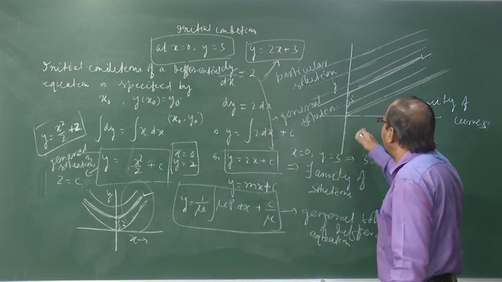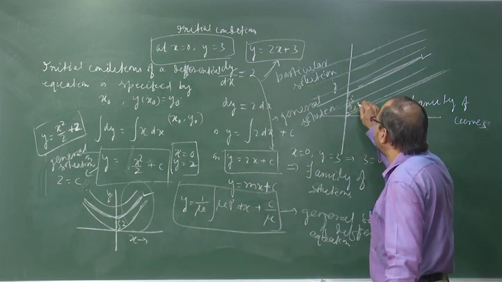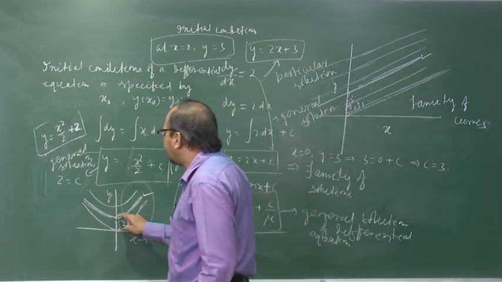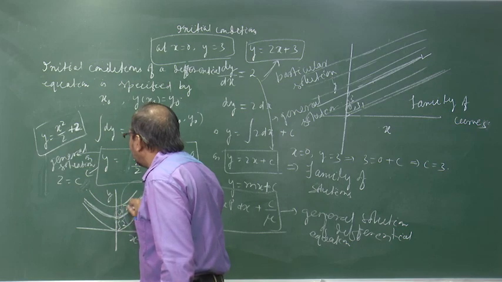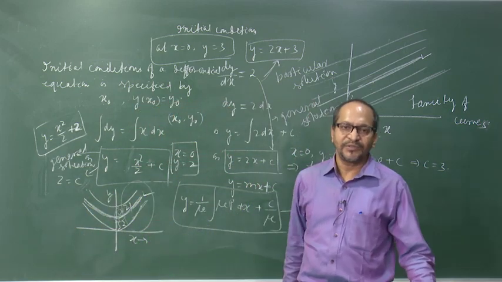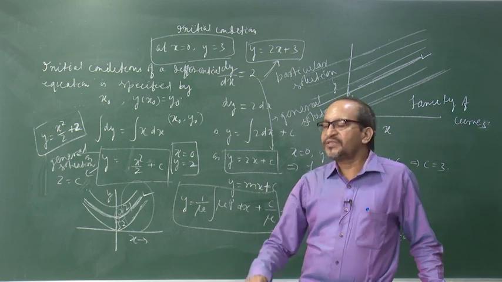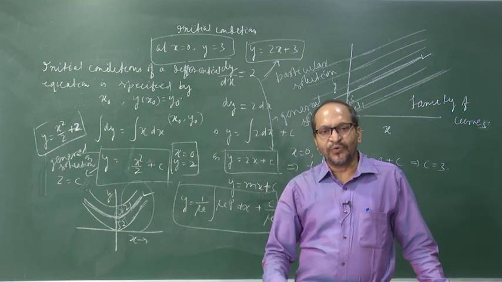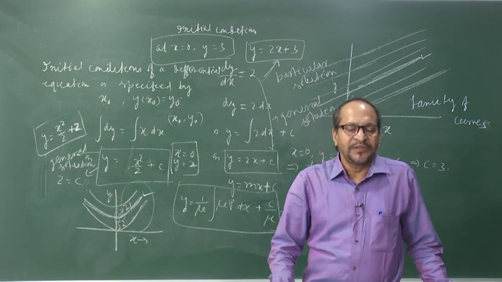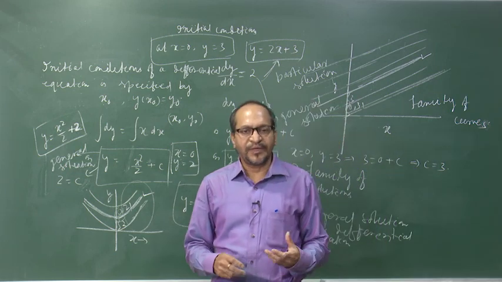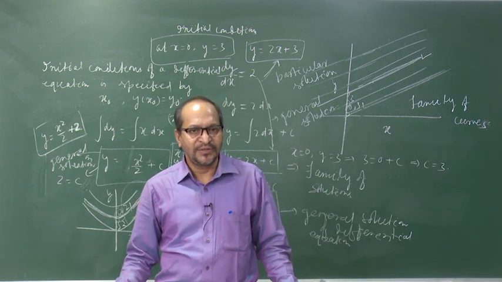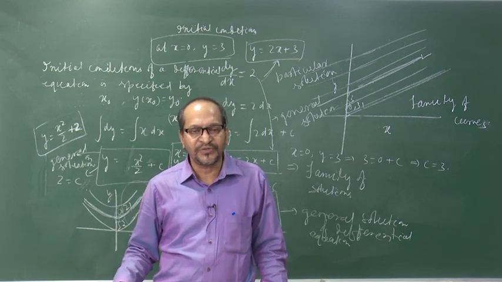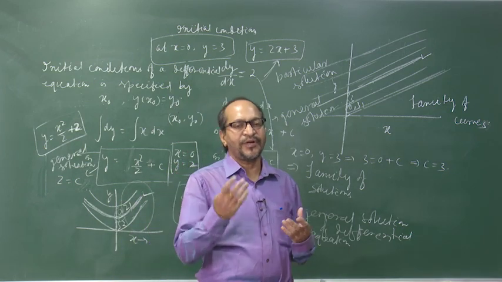So, this curve must pass through the point 0, 3, where x0 is 0 and y0 is 3, while this curve must pass through the point 0, 2. Here 0 is the x0 and y0 is 2. Okay. So, this is what we call initial value problems. If you do not have an initial value problem, then we obtain the solution as a general solution involving an arbitrary constant, and in fact it is an infinite number of solutions. Geometrically speaking, it is a family of curves.